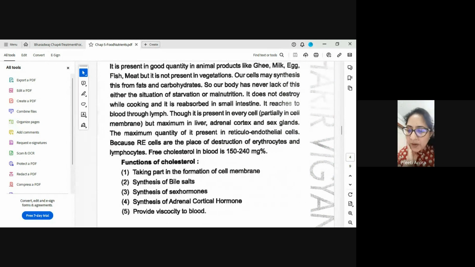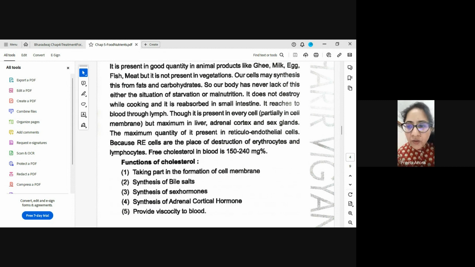Free cholesterol in your blood should be 150 to 240 micrograms percentage in the blood. Now, an excess quantity of cholesterol becomes a threat to your health because the catabolism of cholesterol is very low. Catabolism means that it takes a lot of time and effort by the body to break down this cholesterol into simpler molecules that can be expelled from the body, or can be used by the body.